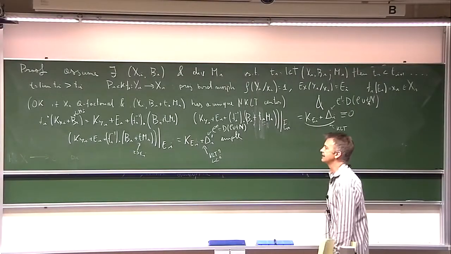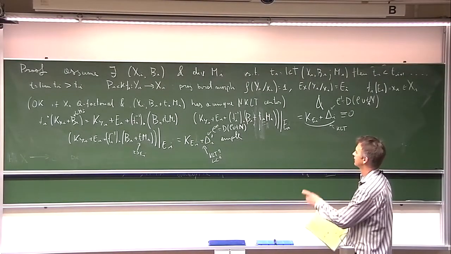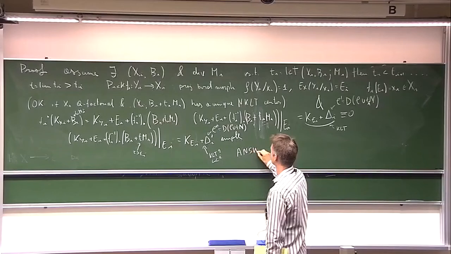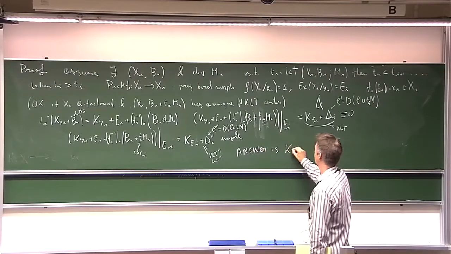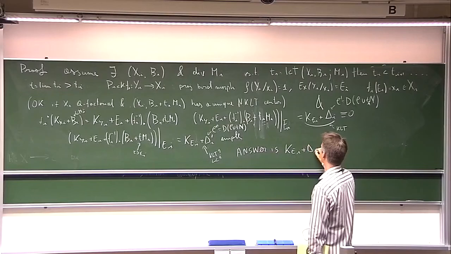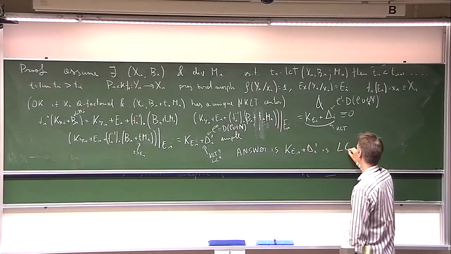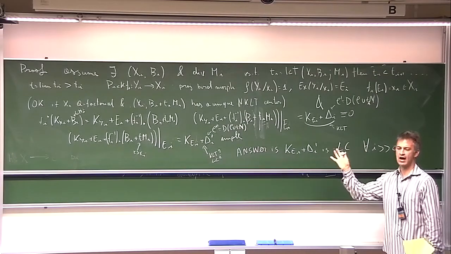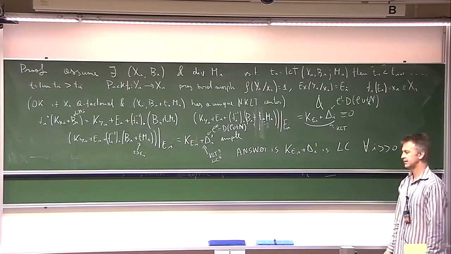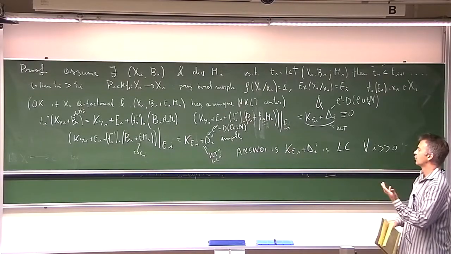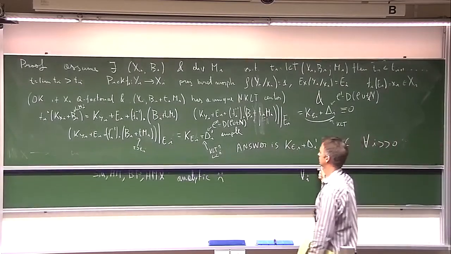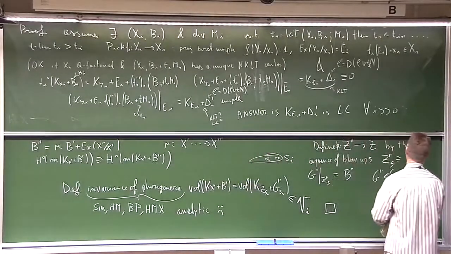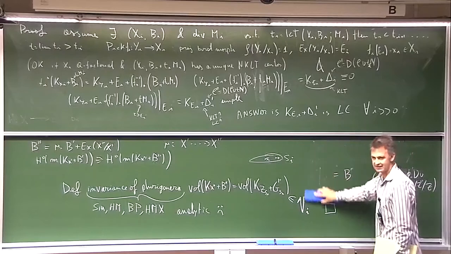Now the point is that the answer is K_Yi plus delta_i prime is actually log canonical for every i sufficiently big. I can't guarantee that for any individual i it's going to be log canonical, but for sufficiently big integers it will be log canonical. What's the point? If that was not the case, then I would contradict the ACC for log canonical thresholds in dimension one less.